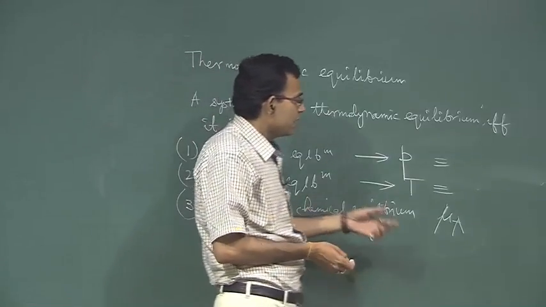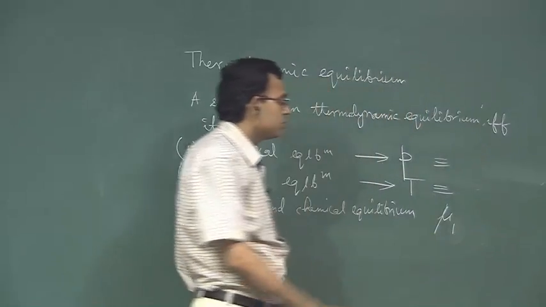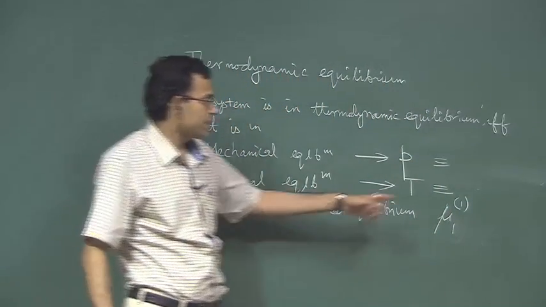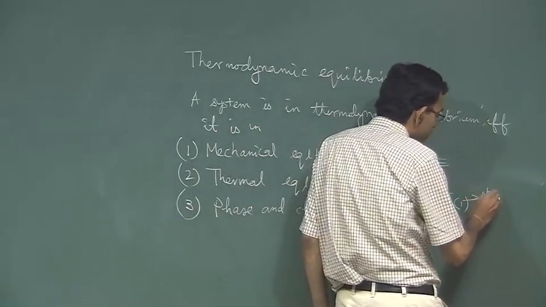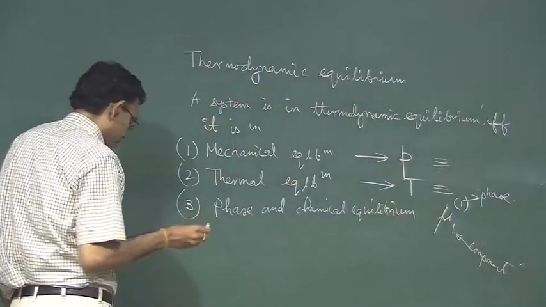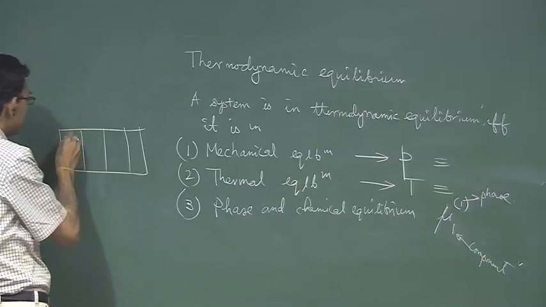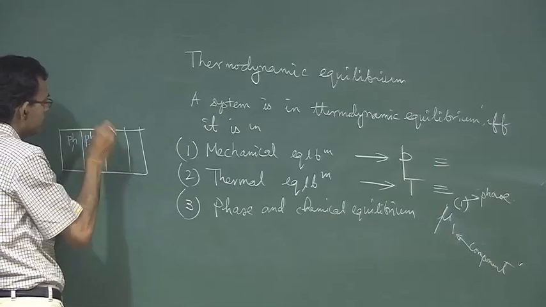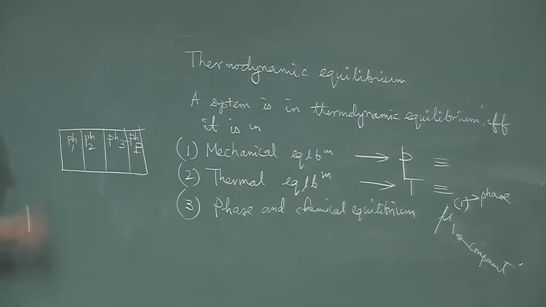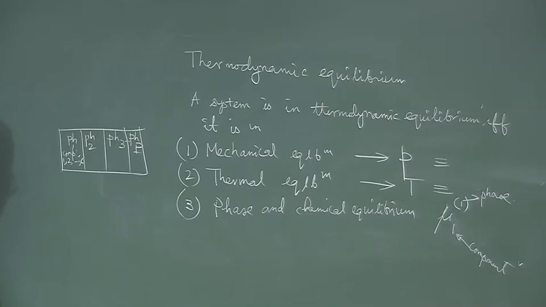So if you have several components, let us say two components A and B, or let us say one component 1, another component 2, and let us say that the phase number we are writing in the superscript, and this denotes component. So the physical picture is something like this. Let us say that there is a system. This system has several phases, phase 1, phase 2, phase 3, in this way up to phase P, capital P. And each phase has component 1, 2 up to C, C number of components.